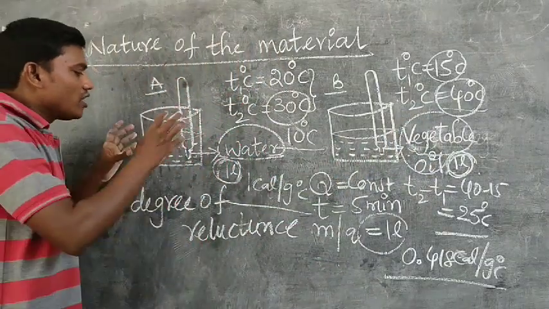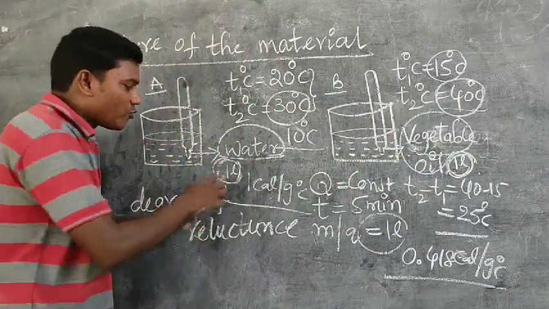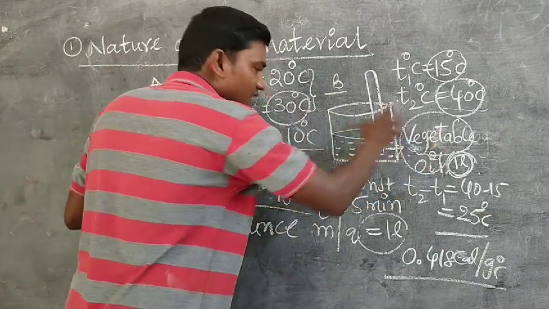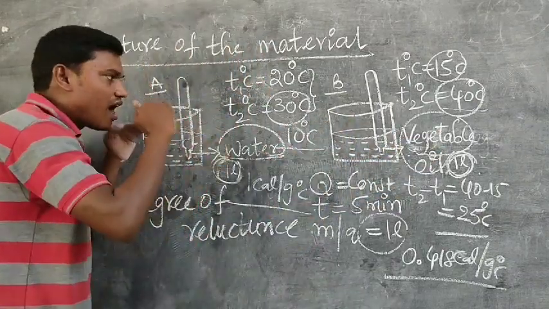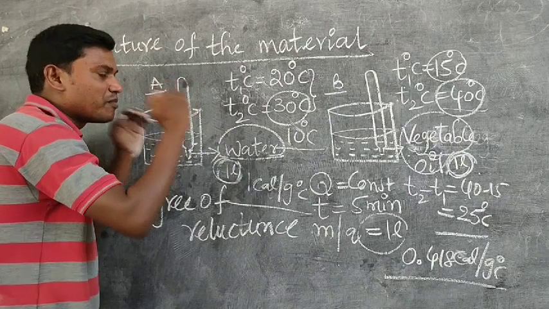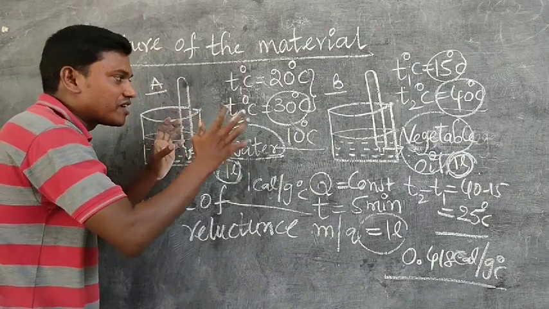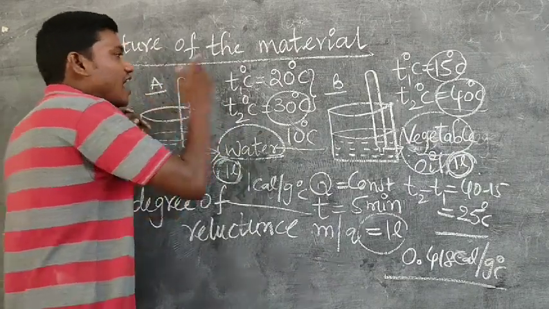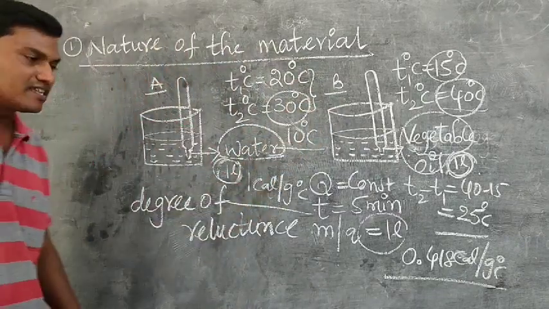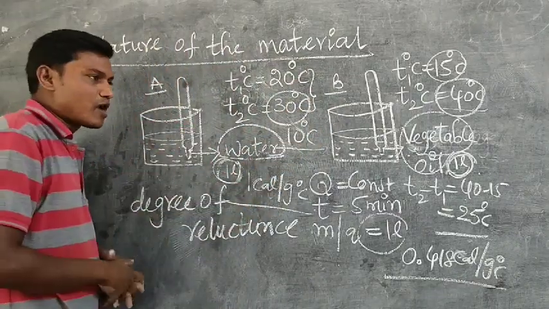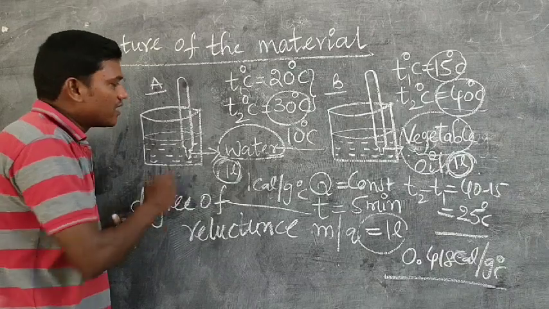That's why it is represented initially as 1 liter of water and 1 liter of oil, which is nothing but the quantity or volume of the material. The volume of the material is the same in A and B, with a difference only in the nature of the material. Now after that, we can take a thermometer.